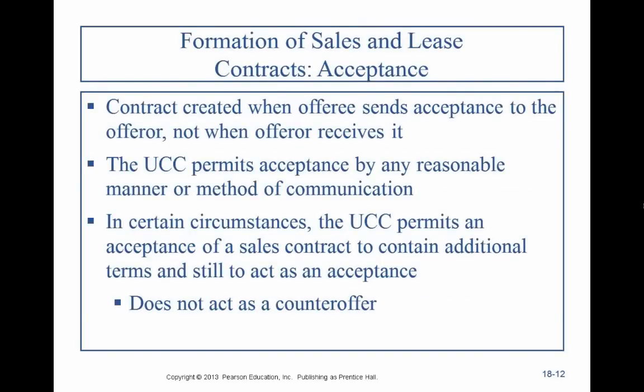I talked about agreement a little while ago, right? The first thing that you have to have in order for there to be a valid contract, an agreement, only comes about if you have an offer and an acceptance, right? We saw in Business Law 1 how acceptance can be measured a little bit differently under our contract law. For example, a contract is created when the offeree sends the acceptance to the offeror, not when the offeror receives it.